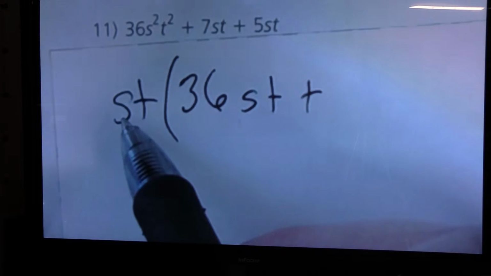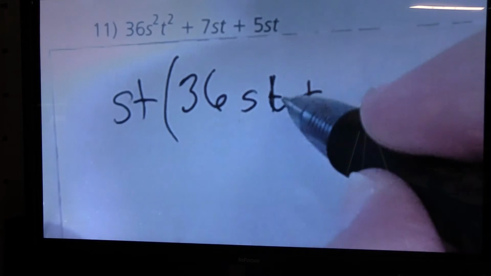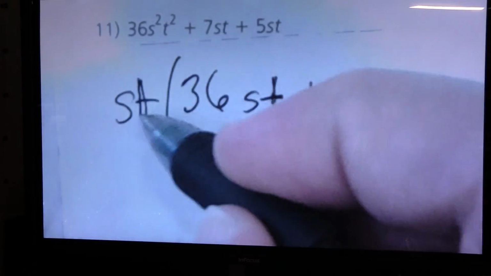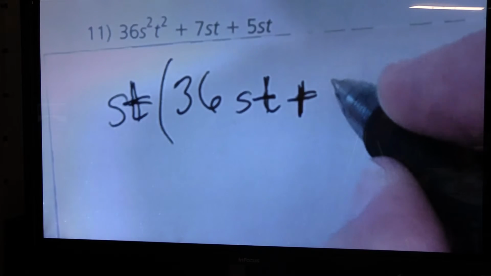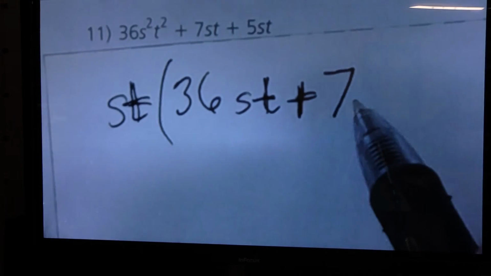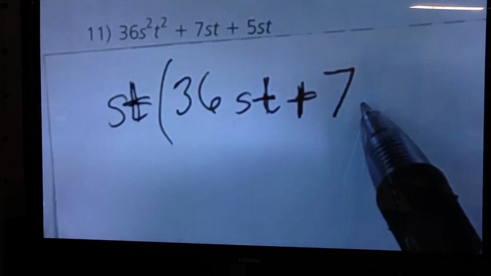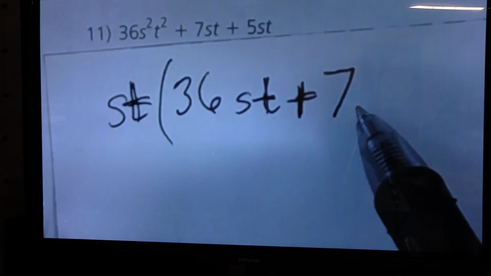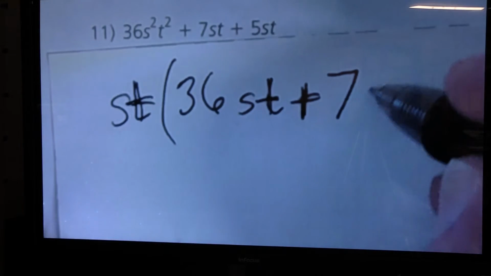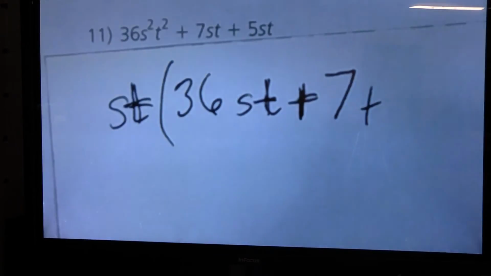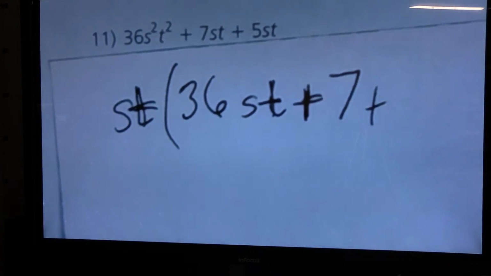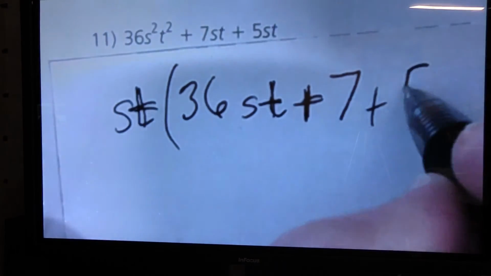Then I have 7st here. What do I multiply st by in order to get 7st? Just 7. I'm not going to say st, because if I do that, I'd wind up with 7s squared t squared. Let's go ahead and look at the next one. Here I have 5st. What am I going to multiply st by to get 5st? 5. We'll multiply it by 5, just 5.